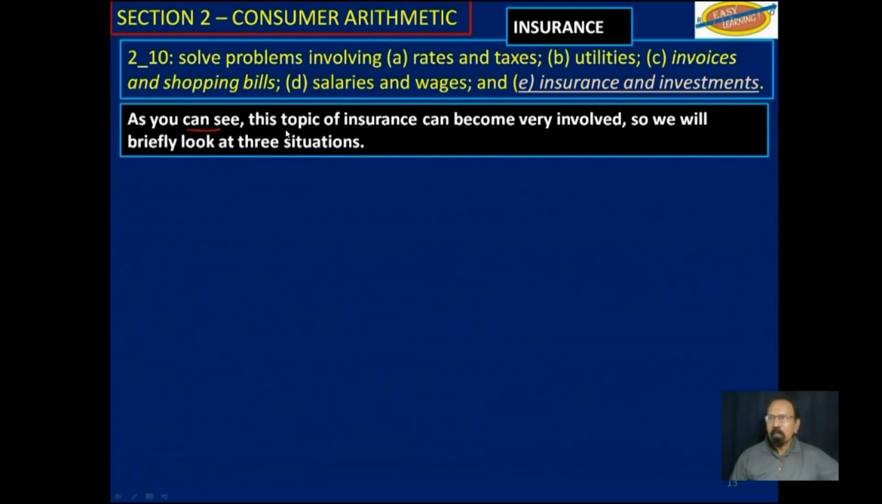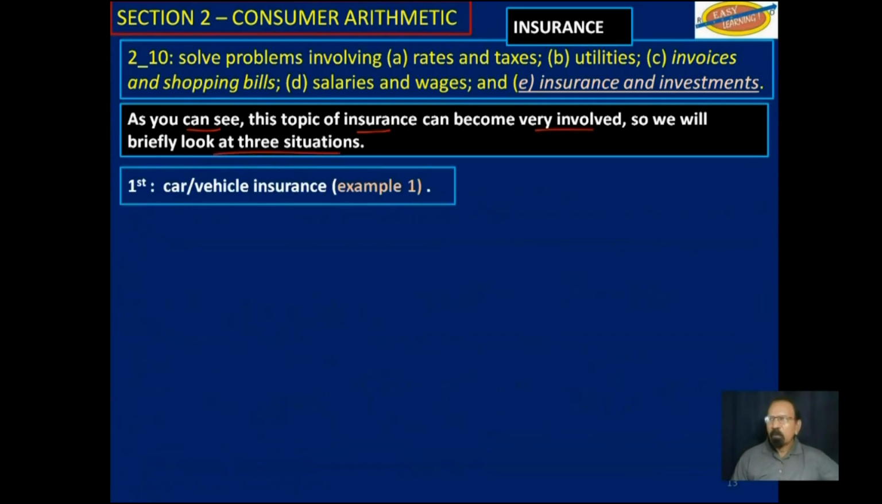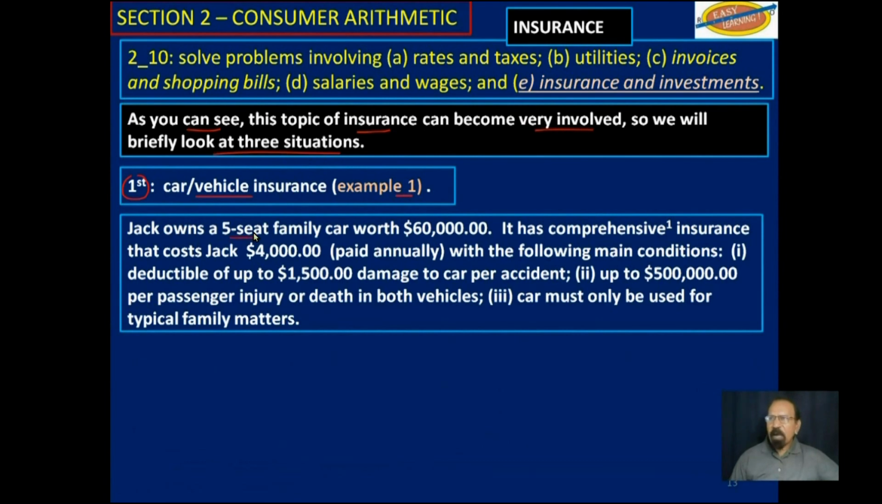Now, as you can see, the topic of insurance can become very involved, so we will briefly look at three situations. First one is car and or vehicle insurance. Example one. Jack owns a 5-seat family car worth $60,000. It has comprehensive insurance that costs Jack $4,000 paid annually with the following main conditions. One, a deductible of up to $1,500 damage to car per accident. Two, up to $500,000 per passenger injury or death in both vehicles, and the car must only be used for typical family matters.